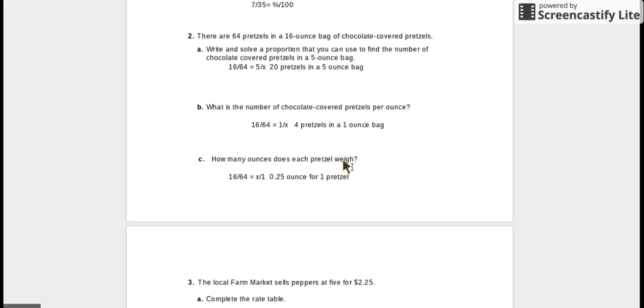So that's how you solve it for a unit rate, both ways. How many pretzels for 1 ounce and how many ounces for 1 pretzel.